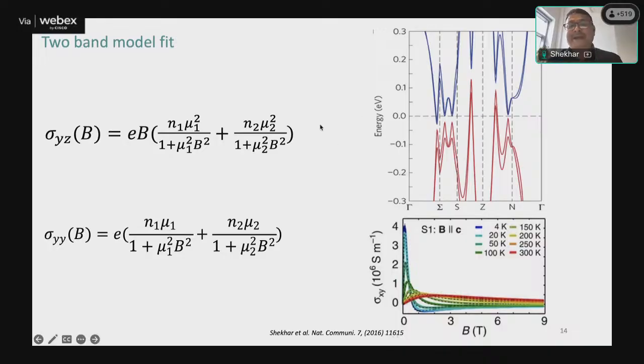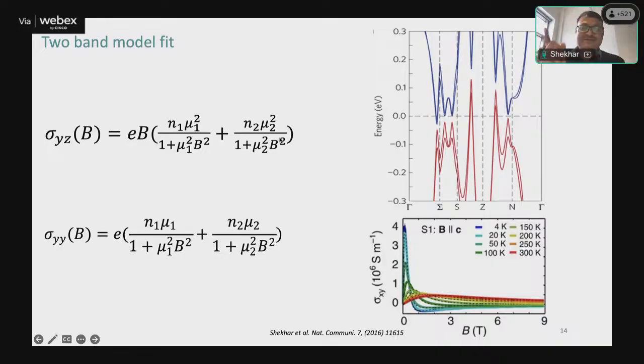So we have a band model. This is also not a very simple model. Band model means how many bands are near the Fermi surface. Here we can see plenty of bands, but we cannot apply a formula for each, because the number of variables changes. For each band we have two variables: one is mobility, one is charge carrier density. You can see here the simple two-band model, which has N1 and mu1, and N2 and mu2.